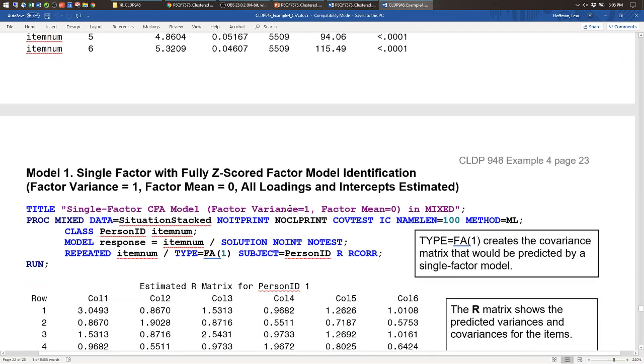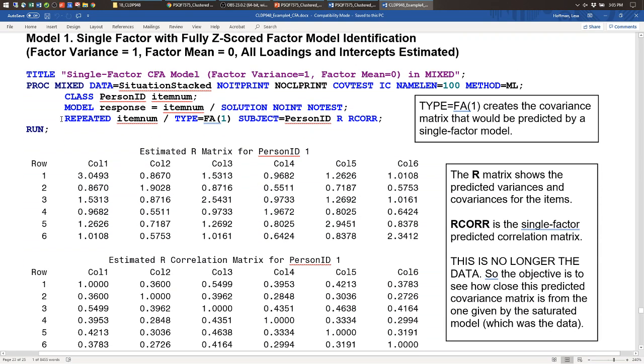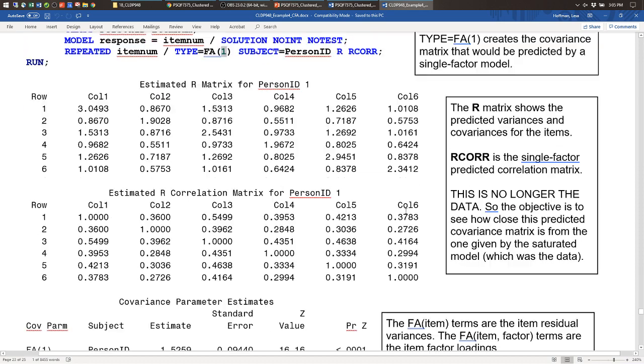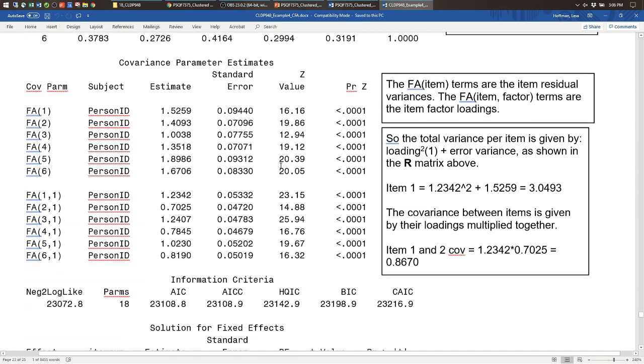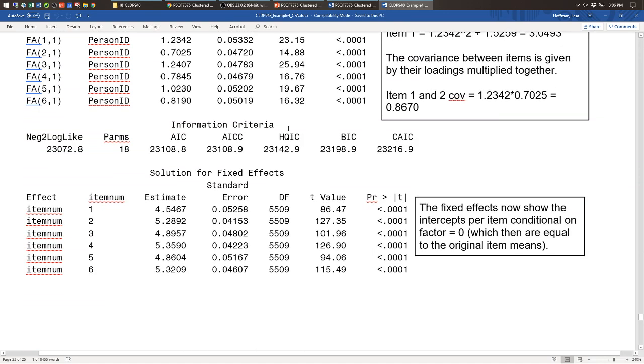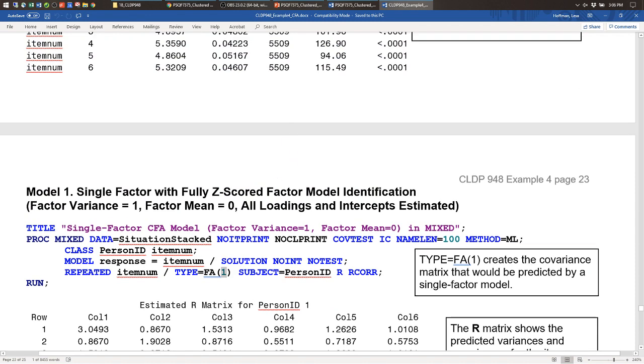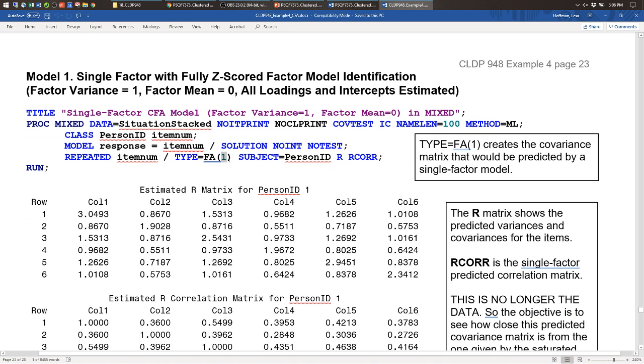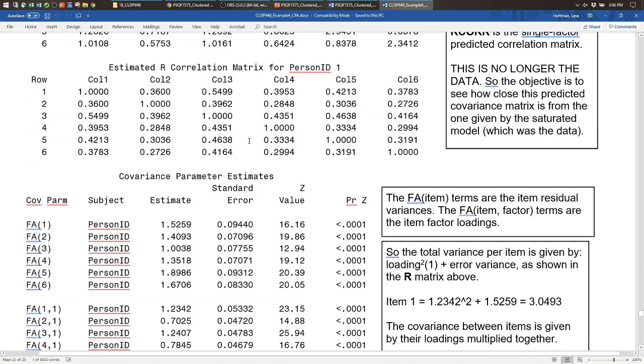If you wanted to do a single factor model, that is type equals FA with one factor, factor analytic. And the solution gives you the residual variance of each of your items as well as the loadings. Everything is a multi-level model, even confirmatory factor models. So you could do confirmatory factor analysis in proc mixed, however, to do it for more than one factor is tricky, but you can do it in that.